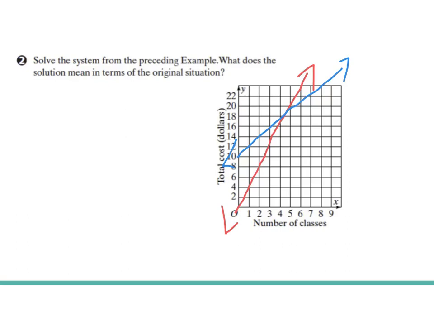And notice this point right here they have in common. That point is (5, 20). Okay, you can plug that 5 and 20 back into either equation. You'll see it's found in both. And think about, what does that mean? That means if we are planning to go to 5 classes, the cost is going to be $20 on either plan, right? So either plan, it's going to cost me $20 for 5 classes.